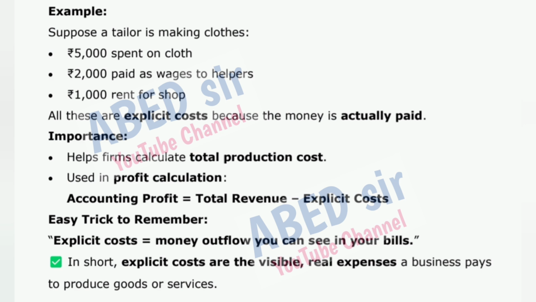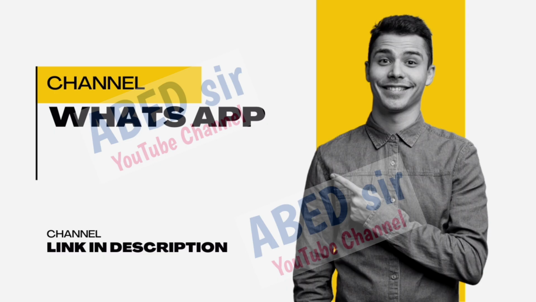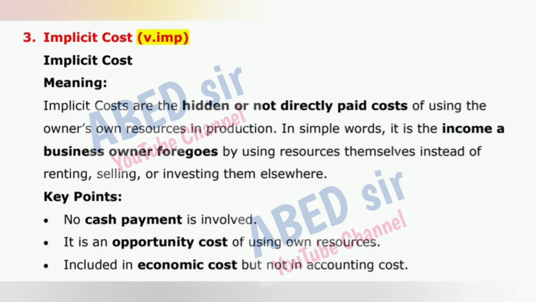Used in profit calculation. Accounting profit equals total revenue minus explicit costs. Easy trick to remember: explicit costs is money outflow you can see in your bills. In short, explicit costs are the visible, real expenses a business pays to produce goods or services. Next important short is 3, implicit cost.